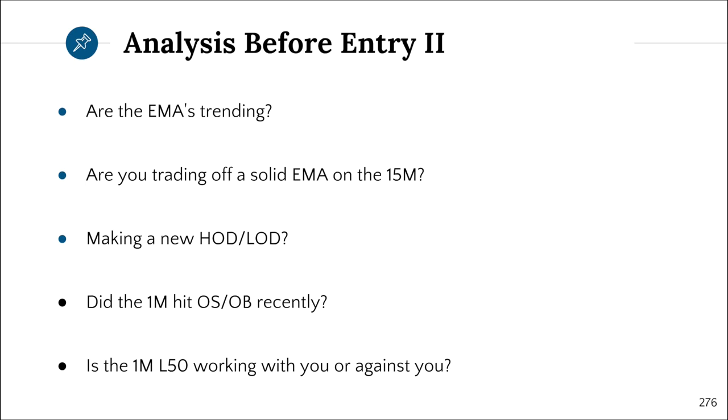Then we look at the EMAs. Are the EMAs trending? Are you trading off the 15, the 200, the 50, the 800 EMA? Or are you trading off that 8 EMA, which you know you're not supposed to do? Are you making a new high of day or low of day? Huge key level, high of day, low of day. Are you breaking through the initial high that was set during Asia? Are you breaking through the initial low that was set during Asia? Did the 1 minute hit oversold or overbought recently before you're going to enter? Because that might be an indicator that you're gassed and you need to wait for another cross.